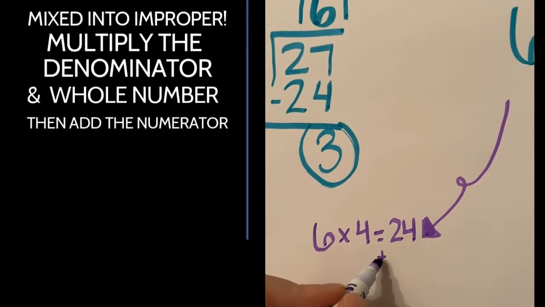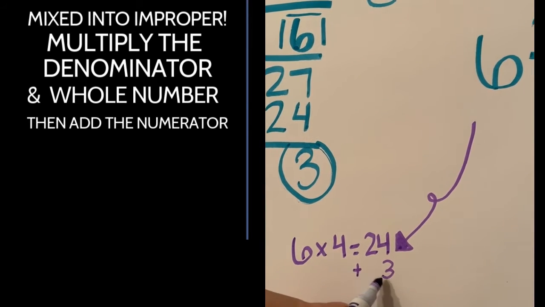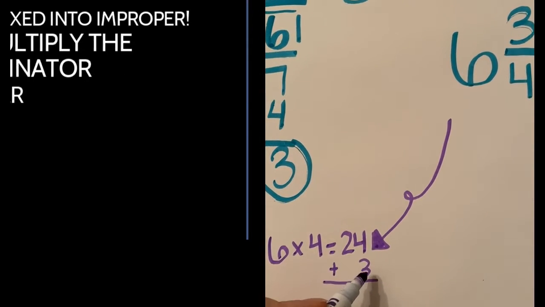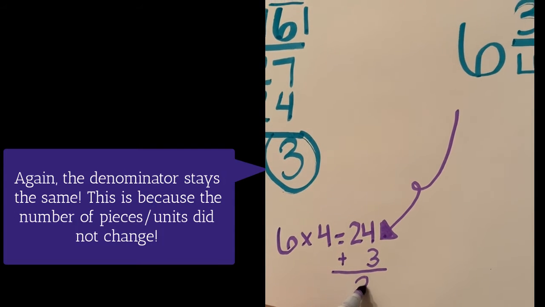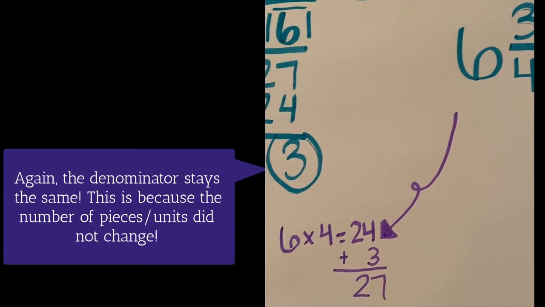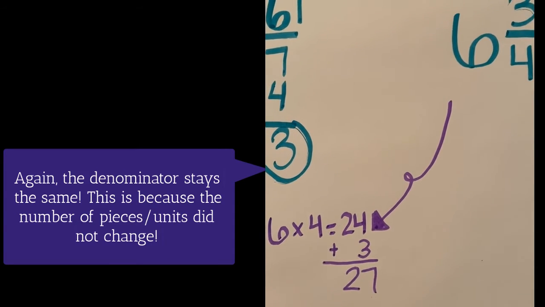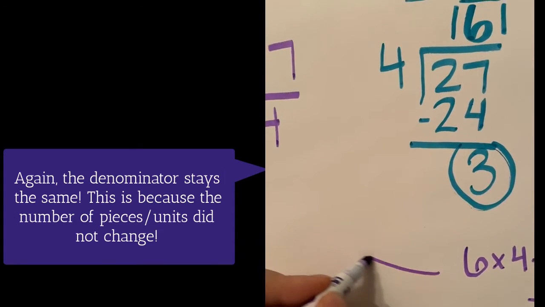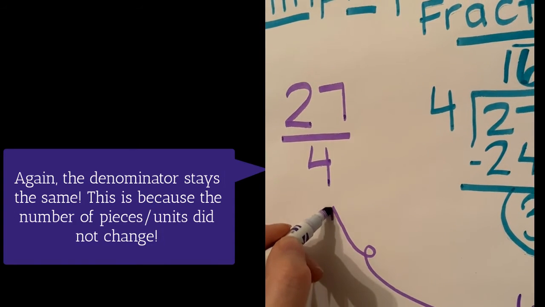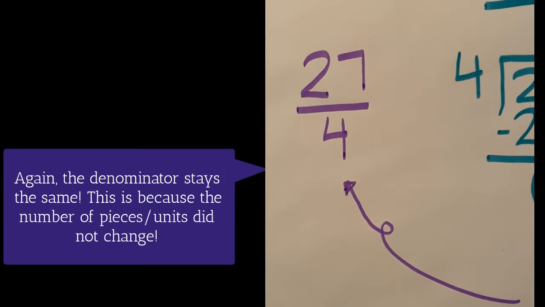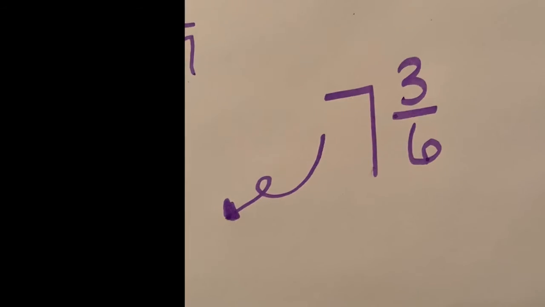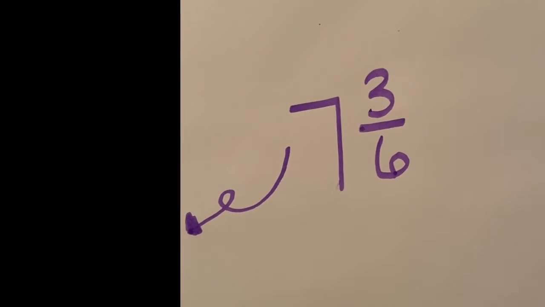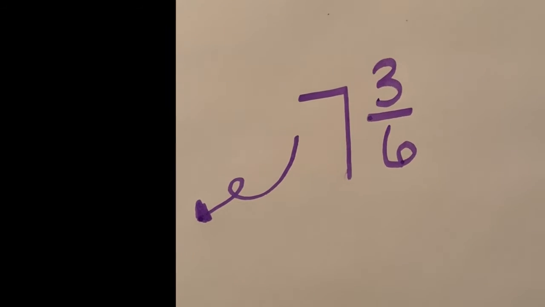So my leftovers are 3. So 24 plus 3 gets me 27. And my denominator does not change. So if I'm showing that as the improper fraction, it comes all back to this, 27 over 4. Here's another example of turning a mixed number into an improper fraction.